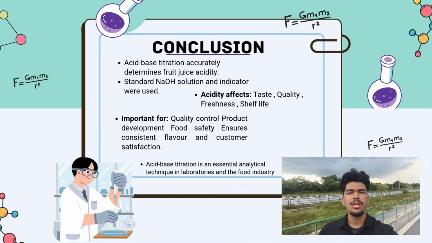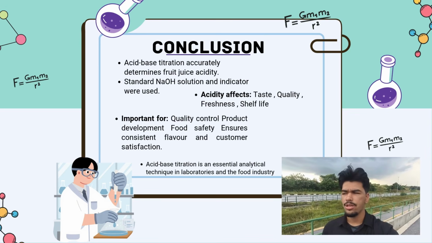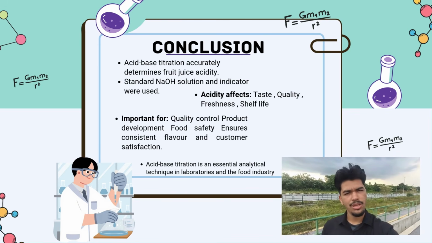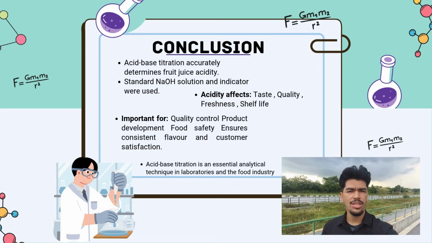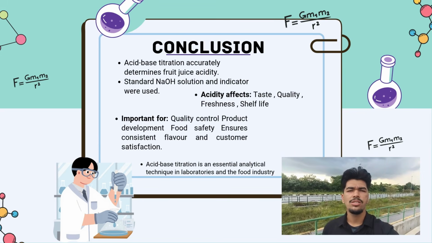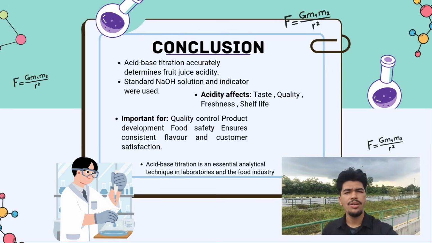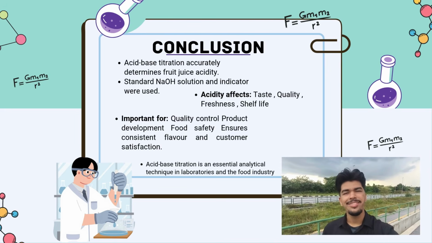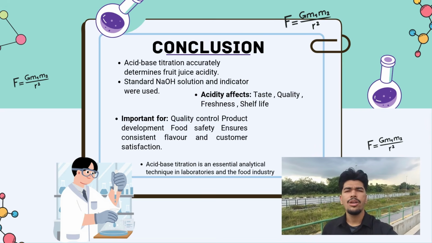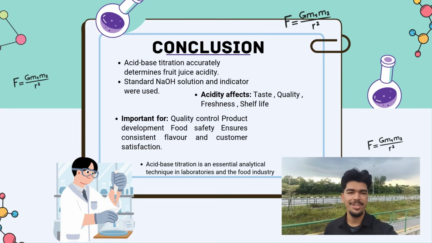In industrial application, acidity analysis is widely used in the food and beverage industry for quality control, product development, and meeting food safety standards. Regular testing also helps companies improve customer satisfaction by producing a product with consistent flavor and quality. Overall, acid-base titration is an essential analytical technique that provides accurate results and plays an important role in both lab experiments and the food industry.